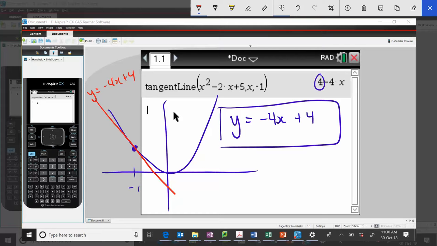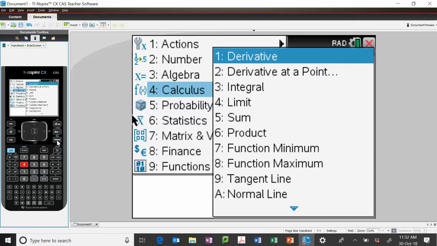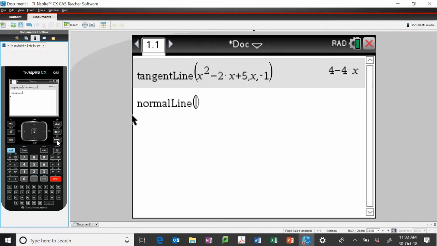If you want to find the normal line, it's the same thing. In exercise 18A, you have to find the tangent and normal, and you can do the same thing. Same drill, go back to menu, calculus, and instead of tangent line, just right under it is normal line. Type it in, same thing: x squared minus 2 times x plus 5, with respect to x, at negative 1. Press enter, and it makes sense. If you took the two gradients, negative 4 times a quarter is negative 1. They're perpendicular.